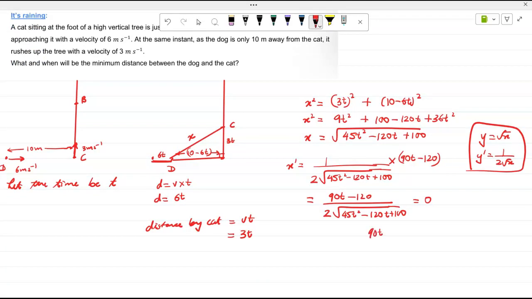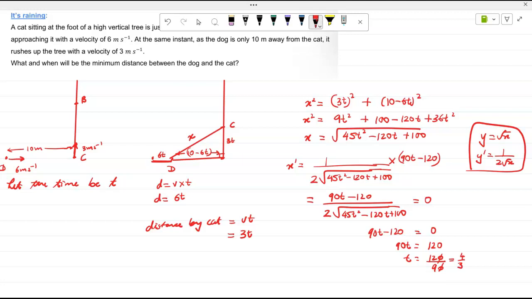So 90t minus 120 is equal to 0. Use the calculator. In optimization, it's fully calculator. If it comes without a calculator, they will give you smaller numbers. Simple. So t is equal to 120 upon 90, so t is equal to 4 over 3.